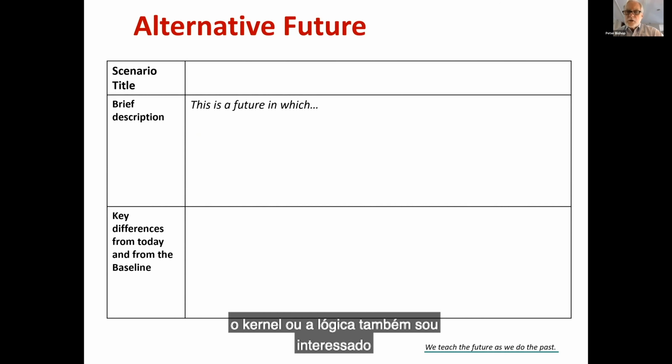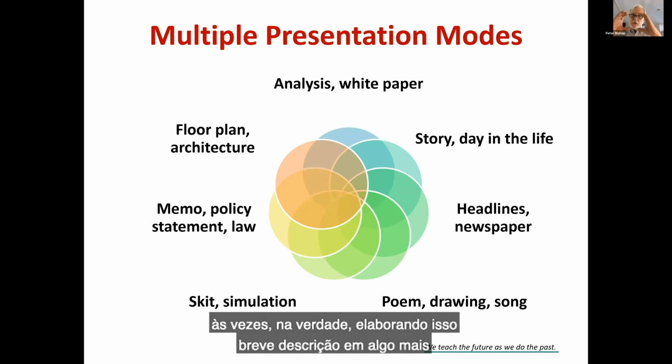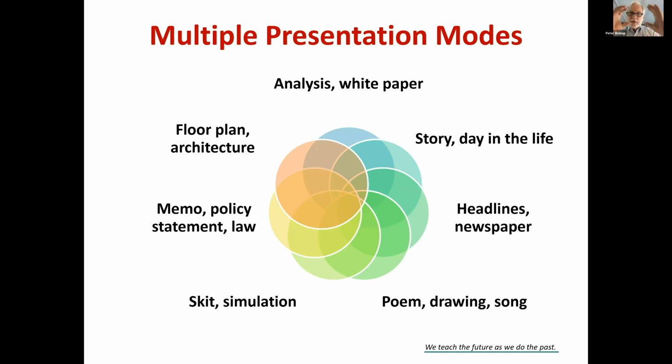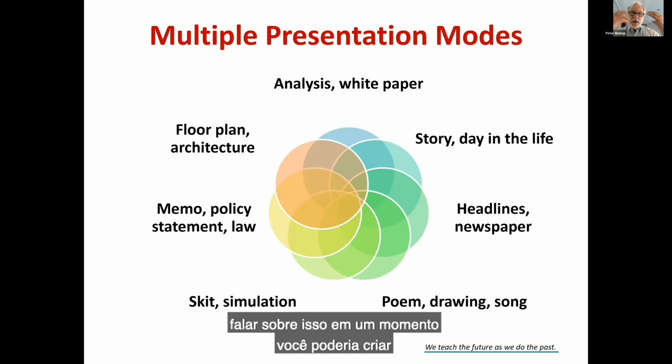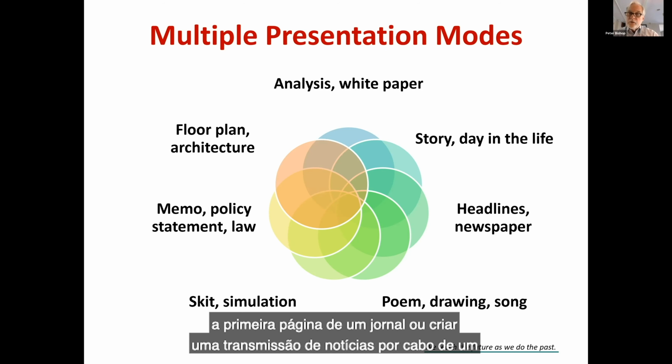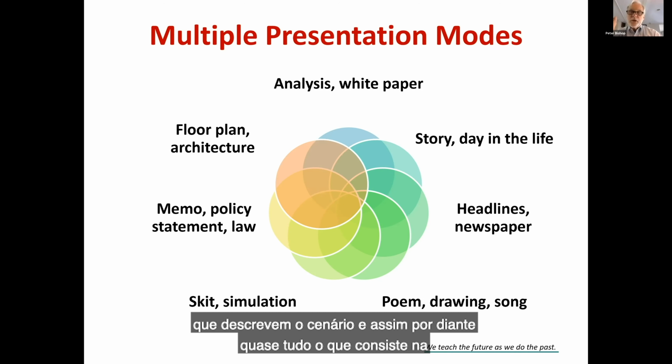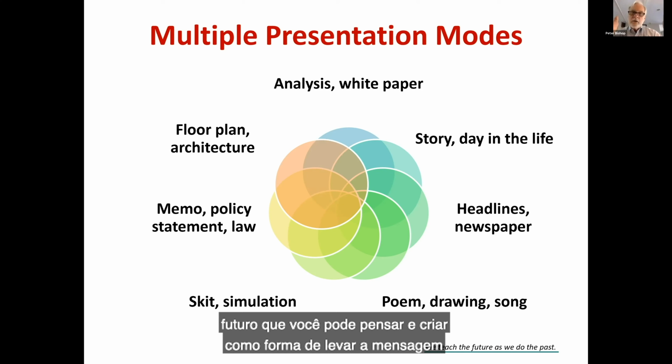We're also interested, though, sometimes in actually elaborating that short description into something more imaginative. We've talked about stories. You can write a story. You can have characters and things like that. And we'll talk about that in a moment. You could create the front page of a newspaper or create a cable news broadcast of a day in the life of this particular scenario. I've gotten songs and poems and graphics that describe the scenario on and on. Almost anything that could exist in the future that you can think of and create as a way of carrying the message, carrying the essence of what it would be like living in this scenario.